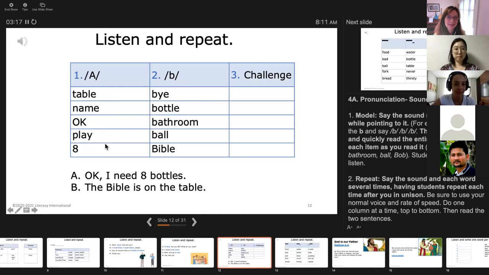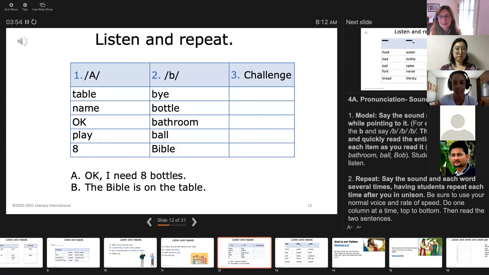Kimberly, can you please read column number 1? Table, name, okay, play, ate. Excellent, well done. And Kezia, can you please read column 1? Table, name, okay, play, ate. Very good. Nice job.